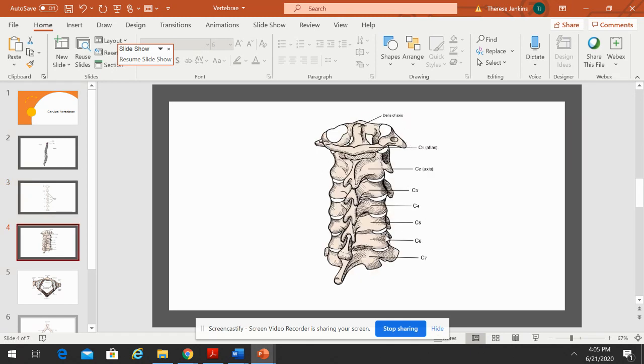Here is another illustration of C1 through C7. In this picture, notice that the dens of the axis articulates with the atlas. This allows for rotational movement.